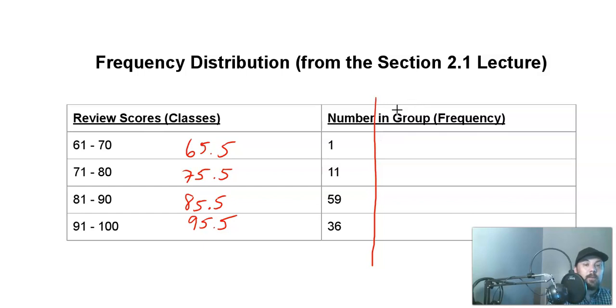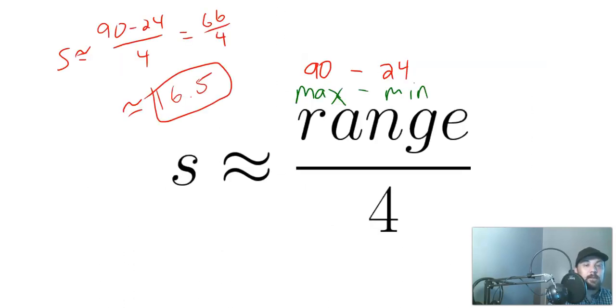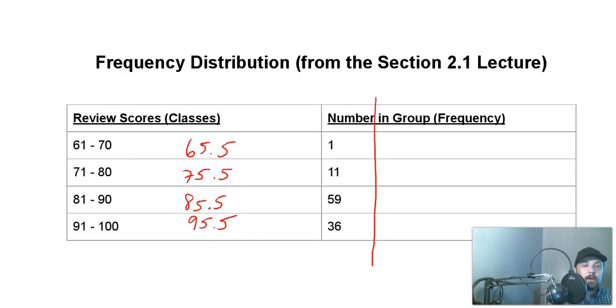For this column, let's do this one first. For every class, we want to take the frequency times the class midpoint. So here I'm going to take the frequency times the class midpoint for each class.